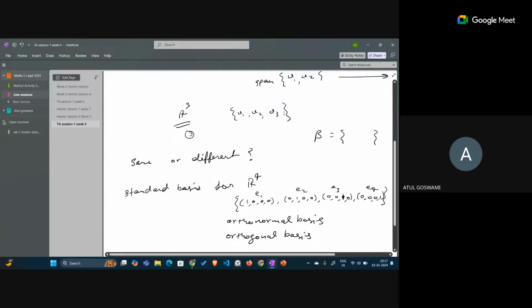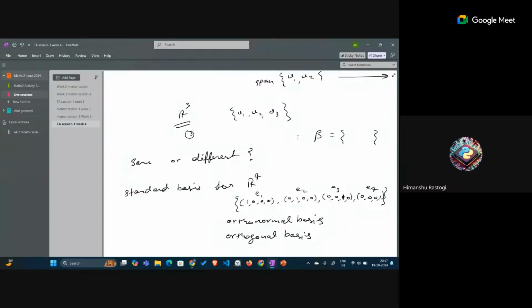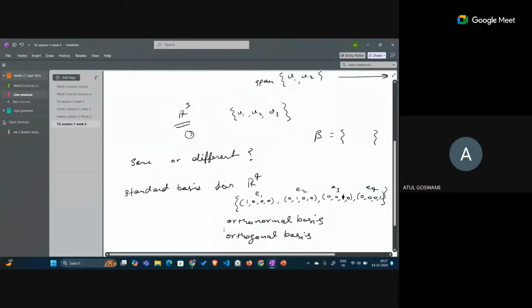These three vectors, suppose v1, v2, v3, are independent because they form a basis. Okay, so it is clear they are independent, but is it necessary they must be perpendicular? No. Perpendicular means if you go into n dimensions, they become orthogonal. So it is not necessary that it is orthogonal.